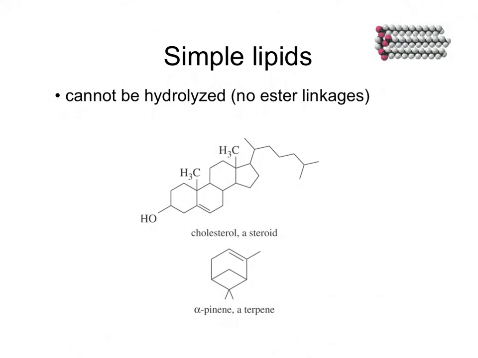So these are two examples of complex lipids. Then you get into simple lipids. They're easy to recognize because in a simple lipid, you do not have an ester linkage. You can see right here, we have a steroid on the top and a terpene on the bottom. They are very alkane looking, and that's how you can recognize those.